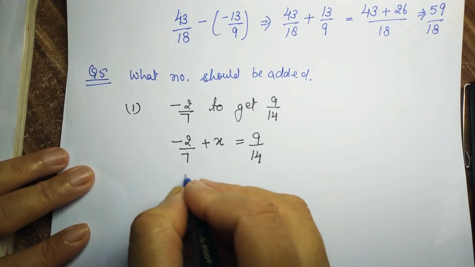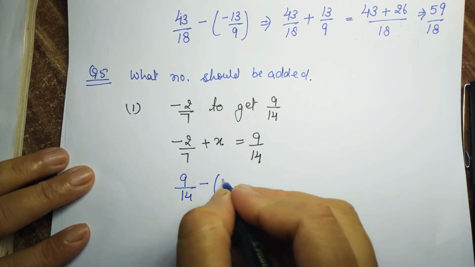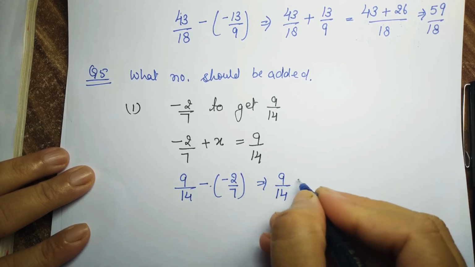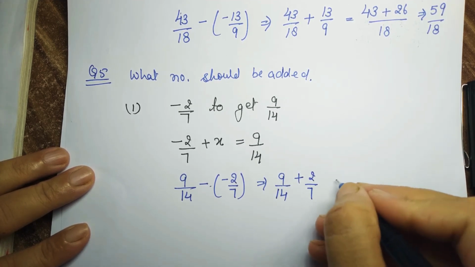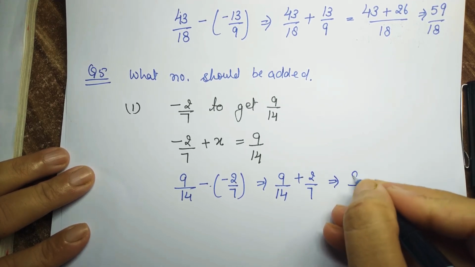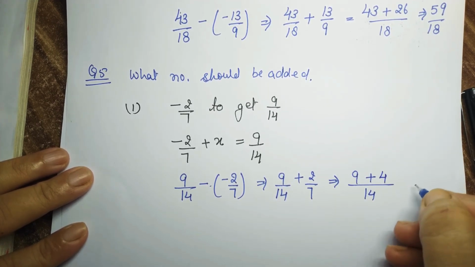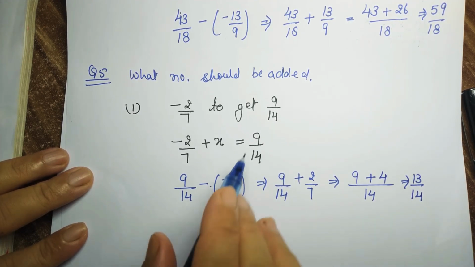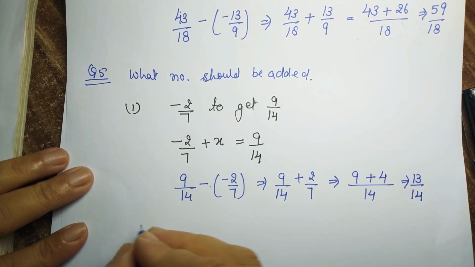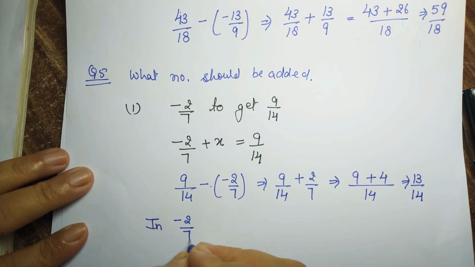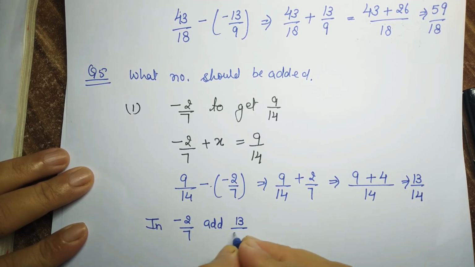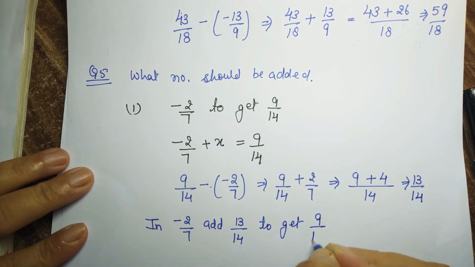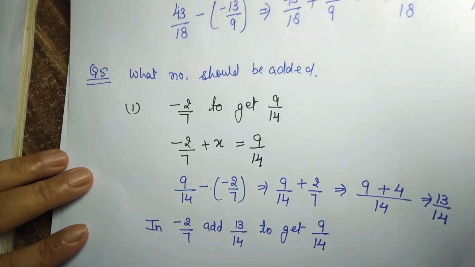So how to solve this one? Let's see. 9 by 14 minus 2 by 7. So 9 by 14 minus plus 2 by 7. The LCM is 14 only. So 7 2s are 14, 2 2s are 4. 9 plus 4 is 13. 13 by 14 should be added to get 9 by 14. So here we can write: to 2 by 7 add 13 by 14 to get 9 by 14.